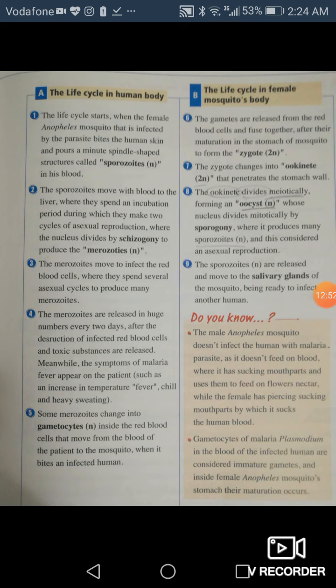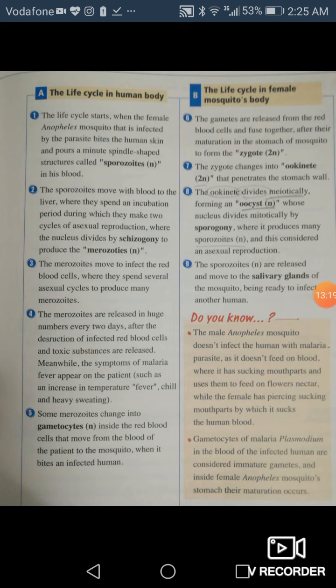The nucleus divides mitotically. Can you see? Mitotically, by sporogony. So this is the second type of reproduction that happens in the female mosquito's body, sporogony, where it produces many sporozoites. The sporozoites have N, right? Because it divides by mitosis from oocyst to sporozoites, and this is considered an asexual reproduction.